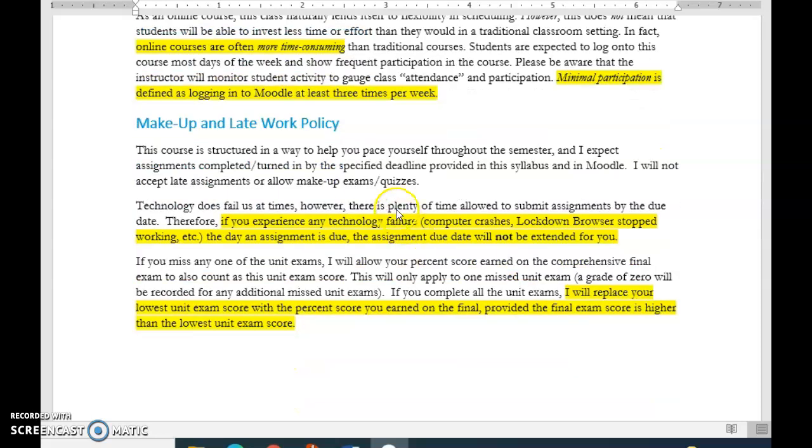Makeup and late work. I do not have any makeup or late work. I do not accept late assignments. I do not allow makeup exams, quizzes, homeworks, nothing.